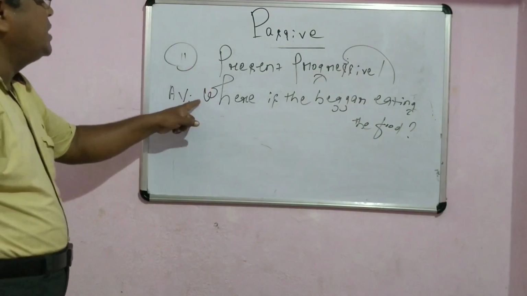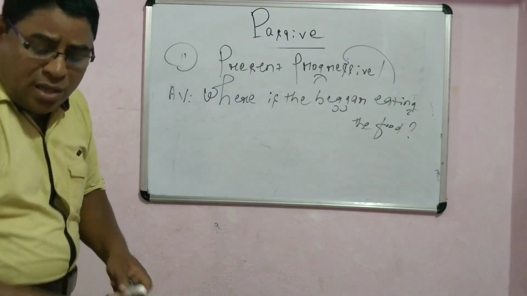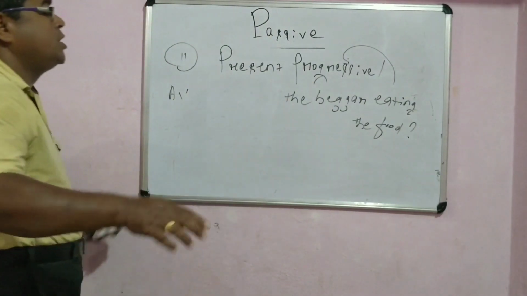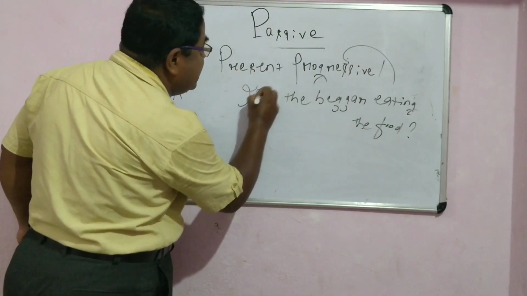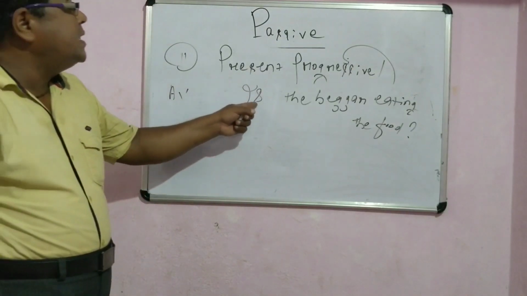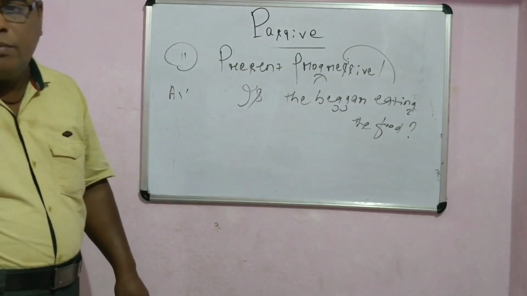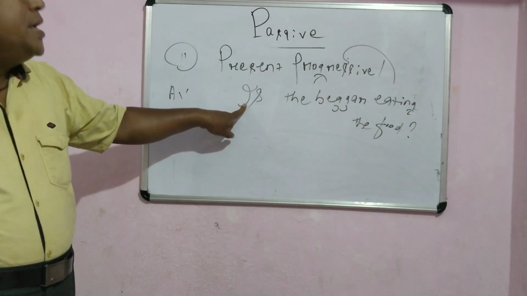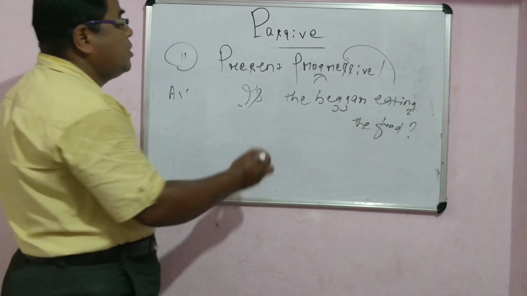Remember, this present progressive is the WH interrogative. Just like the present simple, you first start with the yes/no interrogative. If we make the sentence into a yes/no interrogative, the sentence is: is the beggar eating the food? Obviously the answer is yes or no. That is why it is called yes/no interrogative.